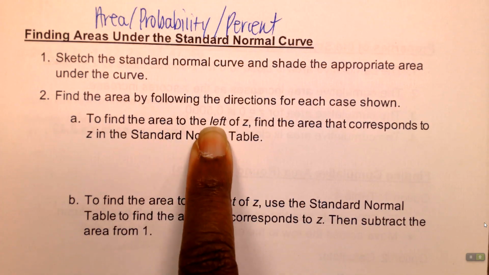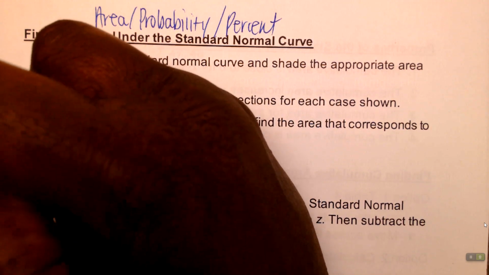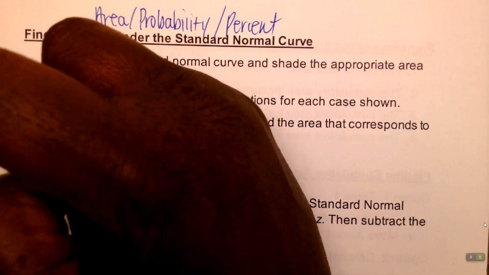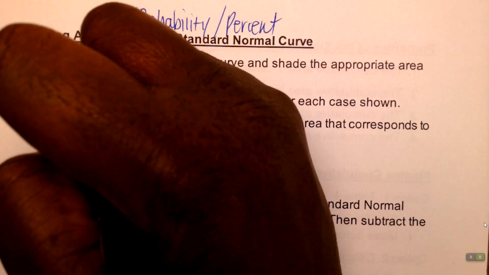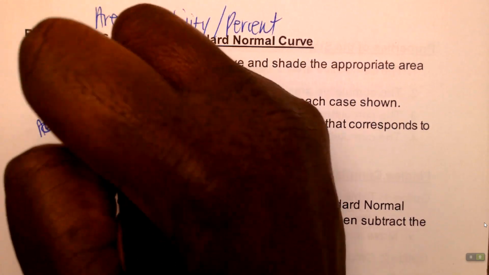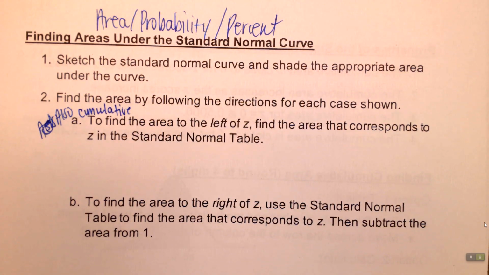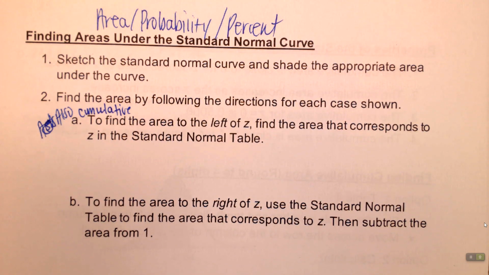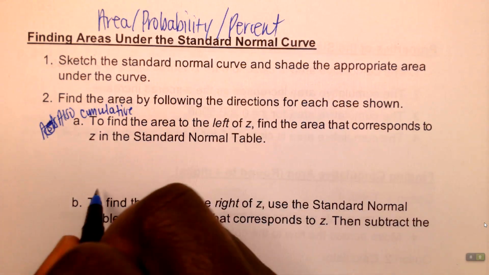To find the area to the left of z, this is also considered the cumulative. Also cumulative, what we just learned. This is left, so cumulative or default is left. Find the area that corresponds to the z in the standard normal table. So you use the table as is.